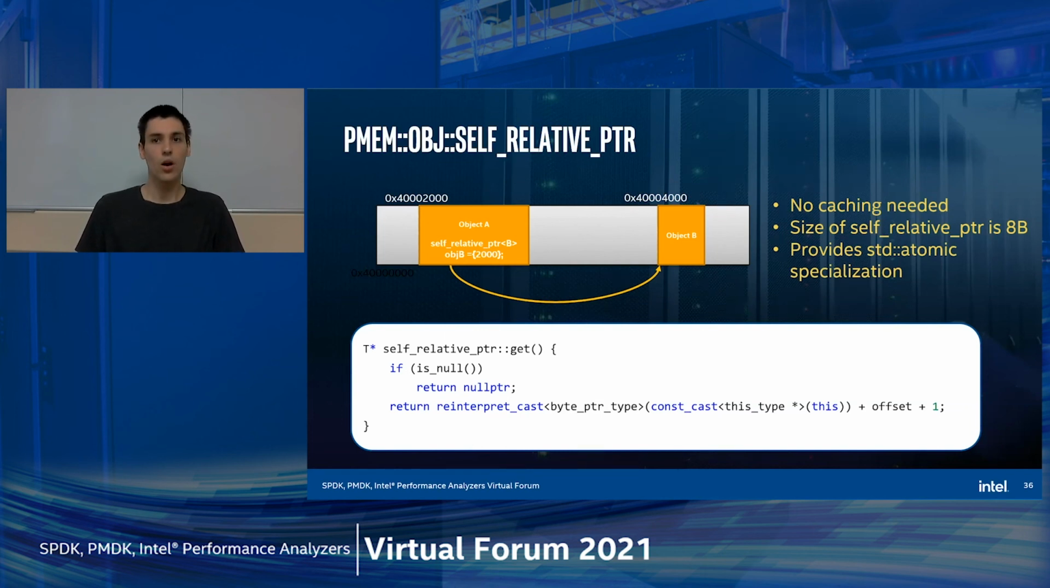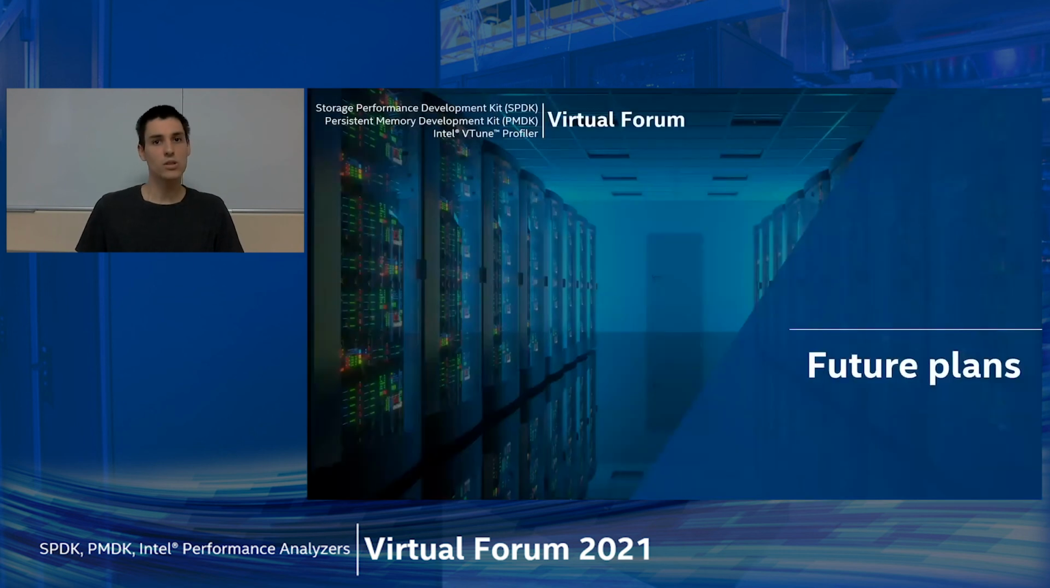Self-relative pointer also provides std atomic specialization, which makes it very easy to use this in lock-free data structures. For example, we use self-relative pointer in a CSMAP implementation, and we will also use that in Radix tree. Okay, that's all I have prepared about Pmemkv internals.